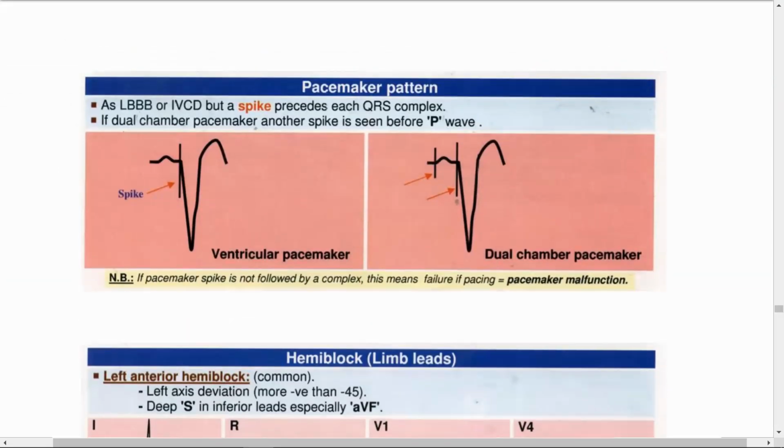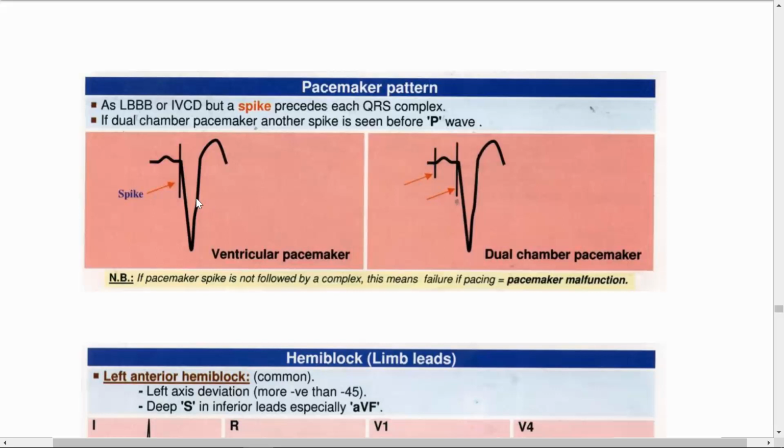Pacemaker pattern. This is a pacemaker pattern of a temporary pacemaker or permanent. Okay, we have regarding the pacemaker, this pacemaker lead in the right ventricle.